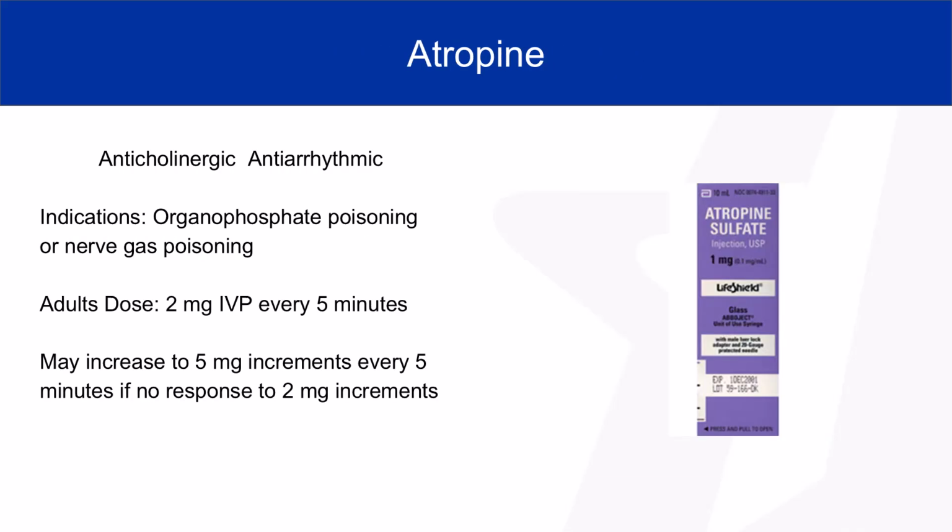Atropine is an anticholinergic, antiarrhythmic. Indications include organophosphate poisoning or nerve gas poisoning. The adult dose is 2 milligrams IV push every 5 minutes. You may increase to 5 milligram increments every 5 minutes if no response to the 2 milligram increments. This is a base hospital order.